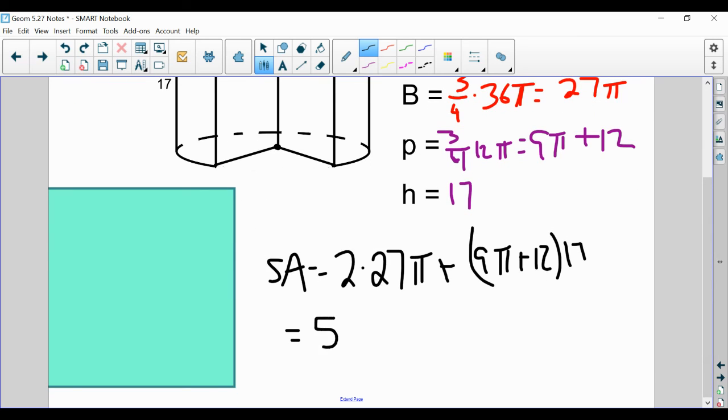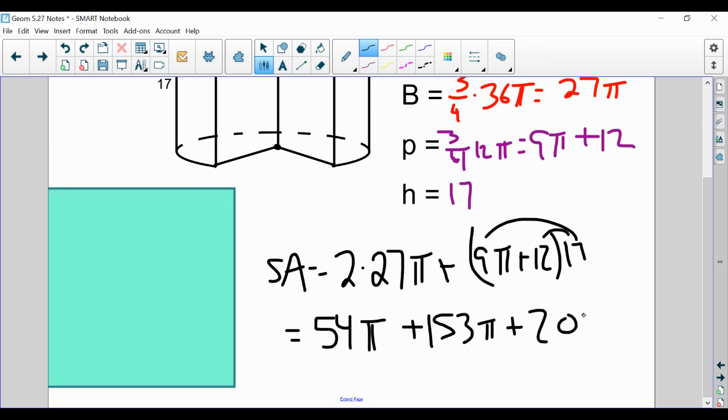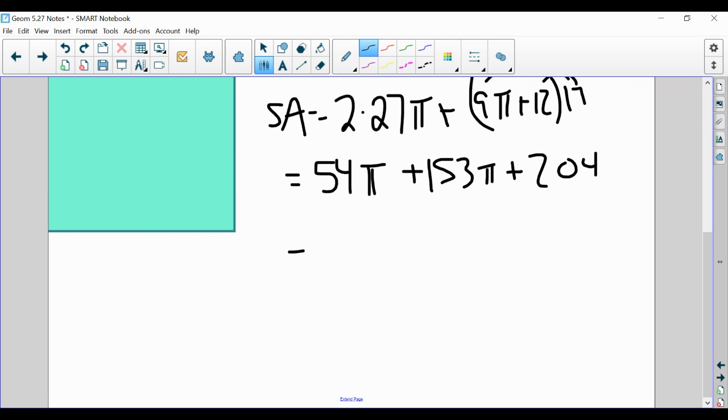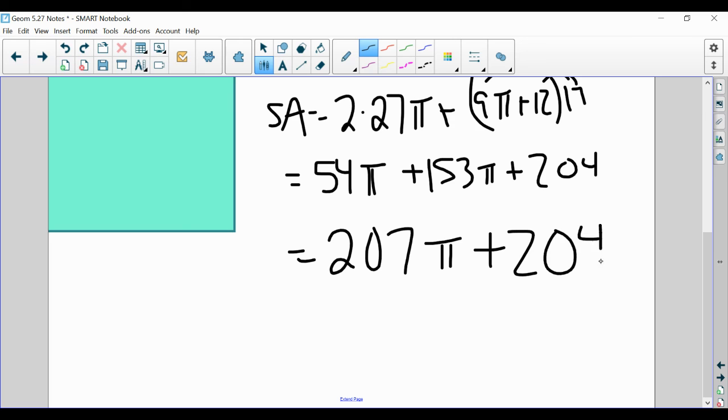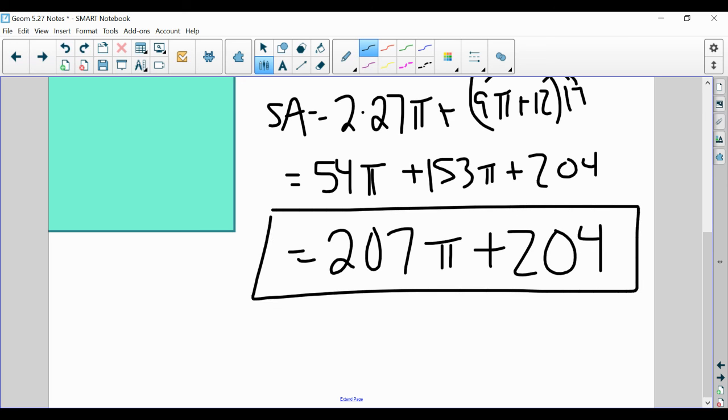Okay, so I get 54 pi plus 17 times 9 pi is 153 pi. And 17 times 12 is 170. And 34 is 204. So that brings me to a final answer of 207 pi plus 204. That is my final answer.